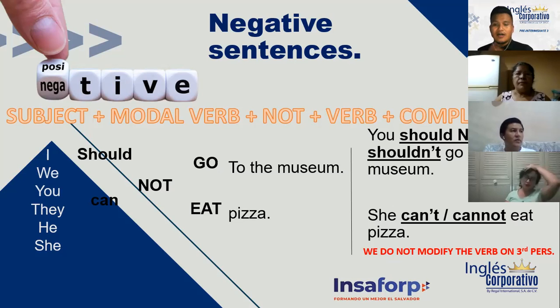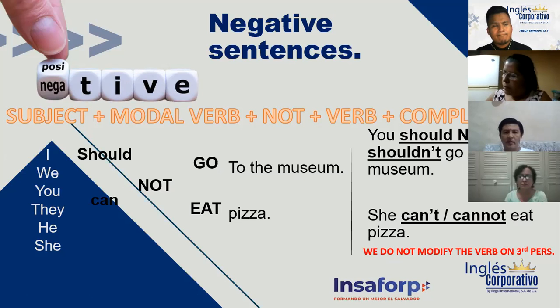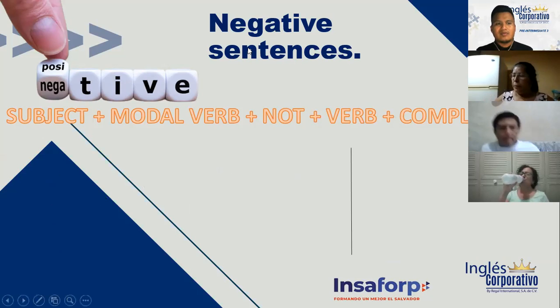Perfect. So, once again, the letters. Oh, Candida Reyes, I see that you raised your hand. Go ahead. Excuse me, teacher. Repeat, please, the structure of the negative sentence, please. Perfect. Let's go back step by step, okay? So here we have it.